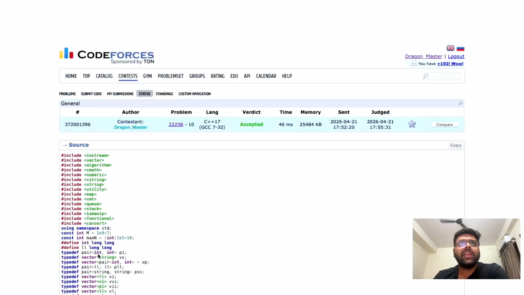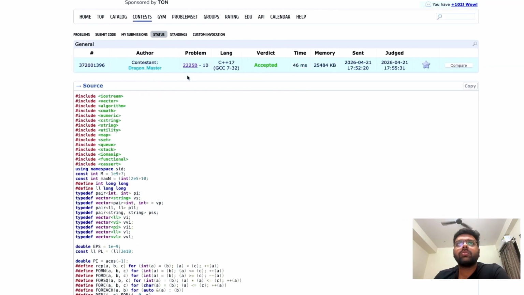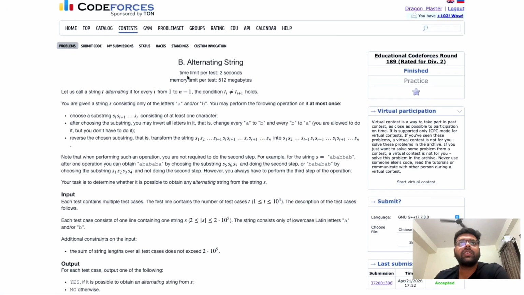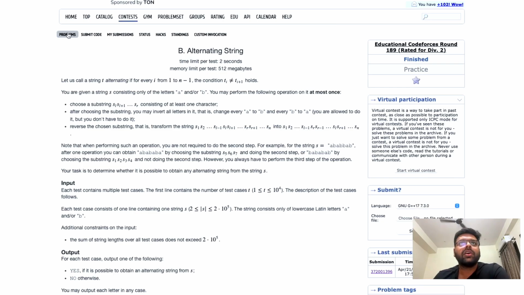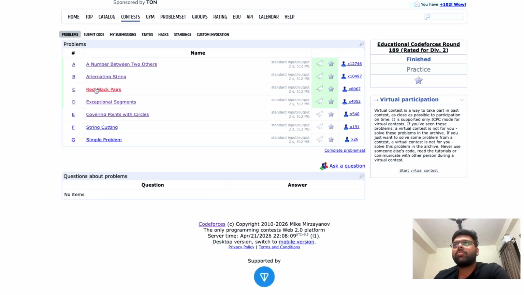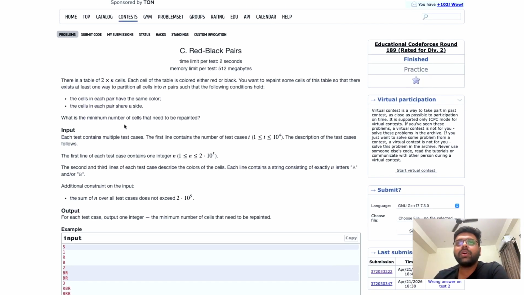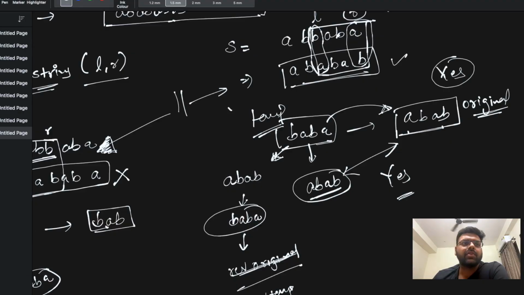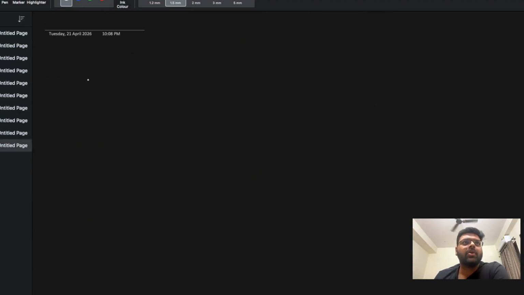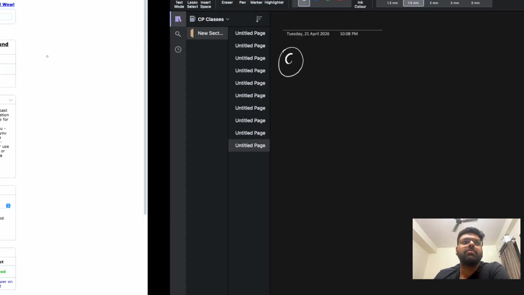So this was the A and B problem. I'm sure you would be able to solve this problem. These were the easy problems, I would say. Now let's see the C problem of the contest. This was actually, I would say, a good problem. So let's discuss it.